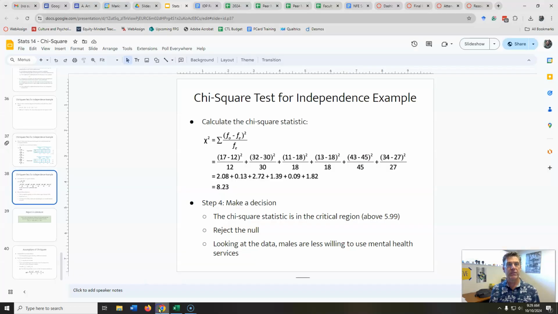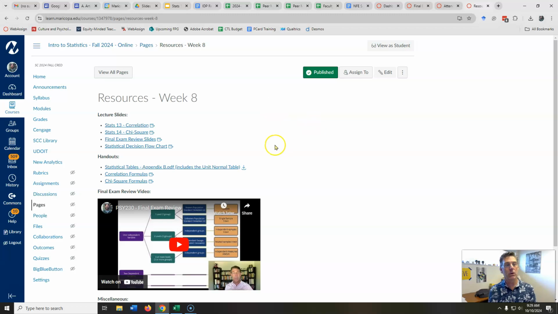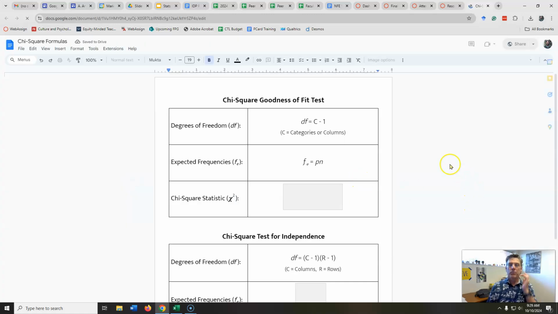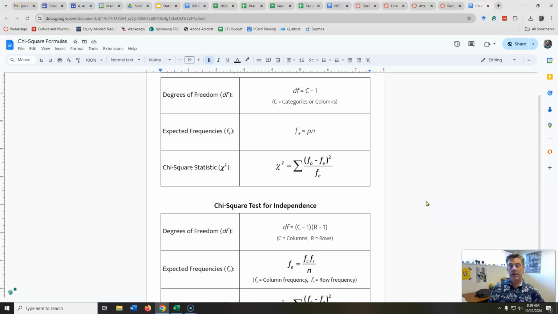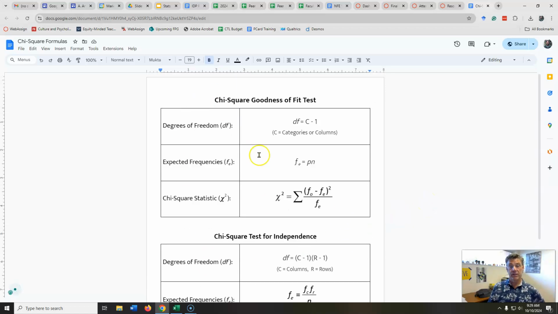So I'm going to shift to, let's go to our resources. So if you go to resources for week 8, there's all the slides. And then here's the final exam review video. It's also under the final exam. So just so you know there, but it's this chi-square formulas sheet here. So this is essentially the setup for the 2 different chi-squares.